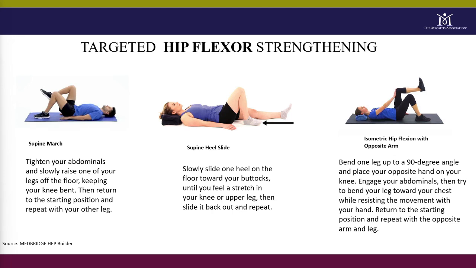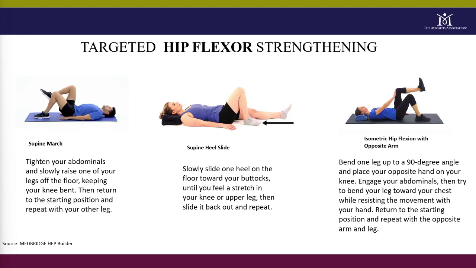The next one is the supine heel slides. So basically, you're sliding your heel back and forth. So sliding one heel on the floor towards your buttocks until you feel a stretch in your knee. You may hold it there. At the same time, you tighten your core, and then repeat the movement.